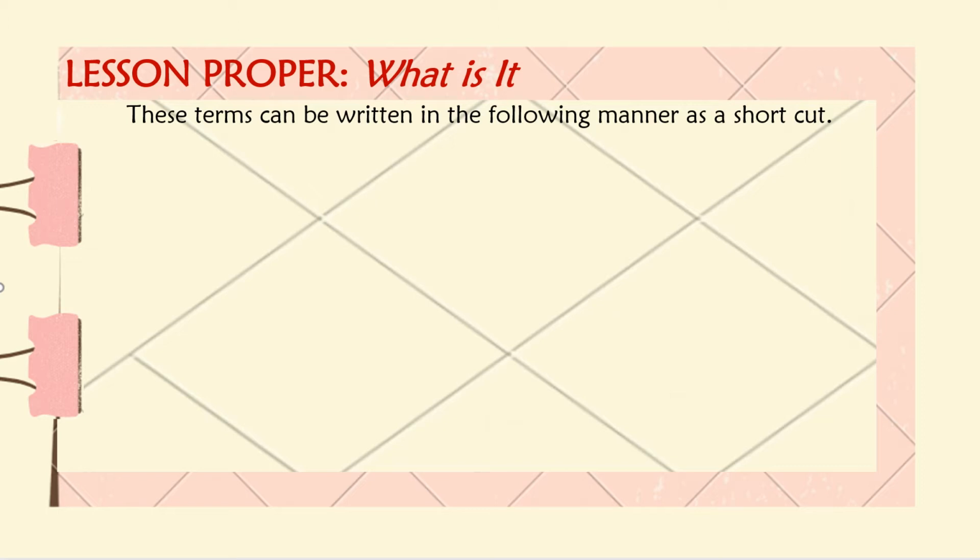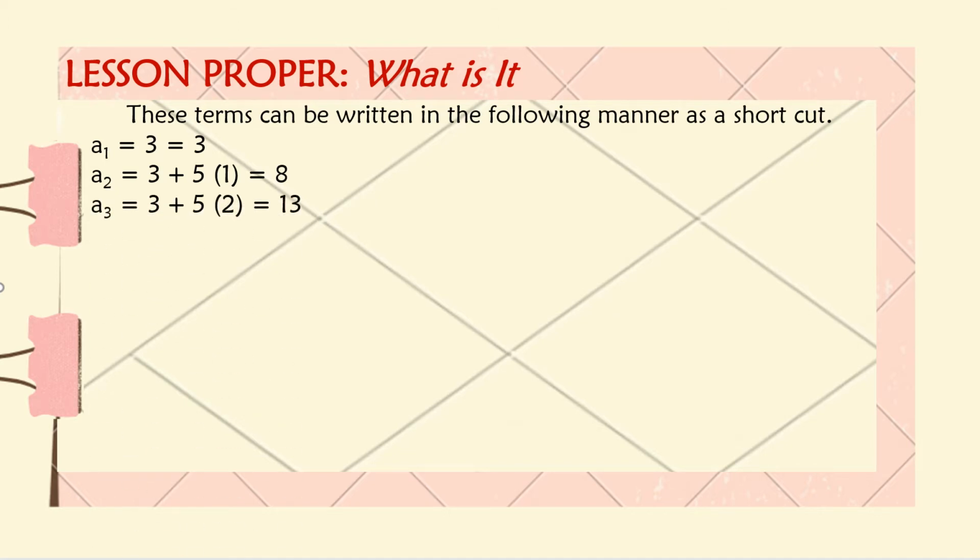These terms can be written in the following manner as a shortcut. Let's do the shortcut way. We have a sub 1 is equal to 3, meaning we just write the first term. Then a sub 2 is equal to 3 plus 5 multiplied by 1, so that is 8. Let's remember PEMDAS: multiplication first, and then addition. So 5 multiplied by 1 is 5, plus 3 is equal to 8.